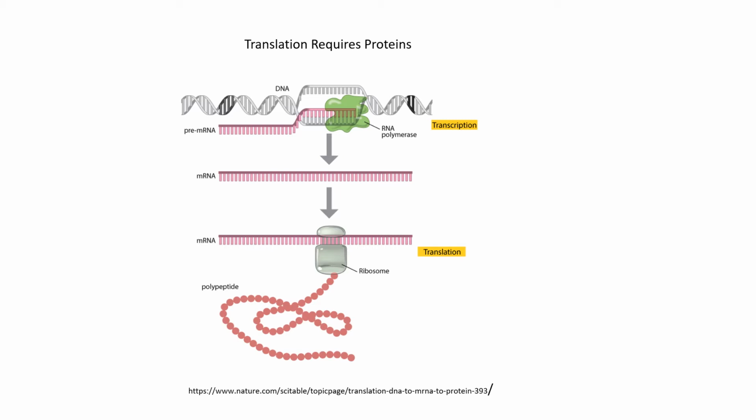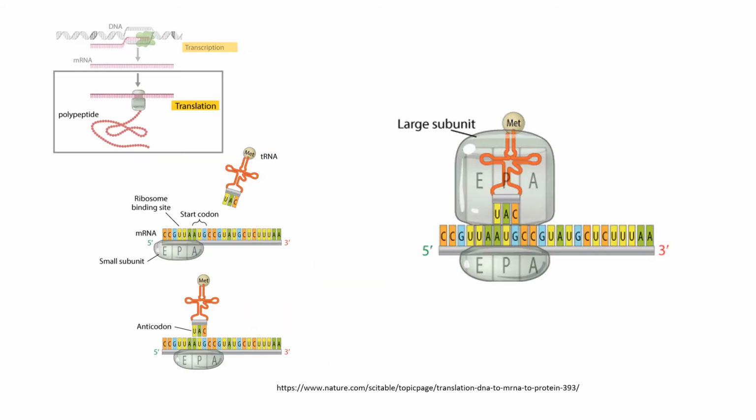And this is done mainly by something called the ribosome. The ribosome is a protein machine that takes mRNA and turns it into proteins. And so it turns out that this process of translation is also a very complex process that requires a lot of proteins. The ribosome is made of a large subunit and a small subunit, each of which is made of multiple proteins.